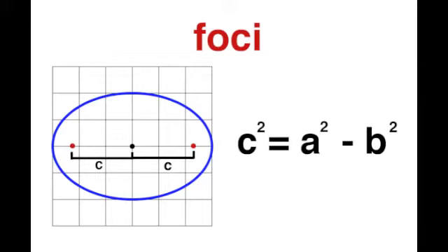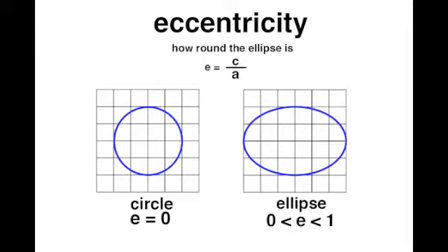It has foci, one pair, on the major axis they go. It doesn't have directrices. So eccentricity, roundness, gosh, this is madness, equals c over a, but e is greater than 0 and less than 1. That's an ellipse. Wasn't that fun?